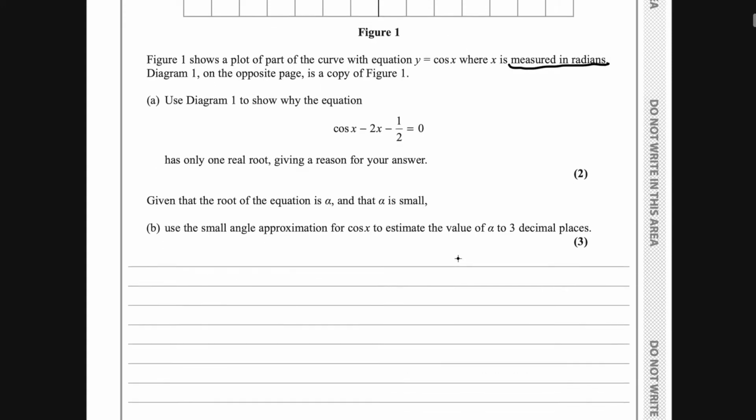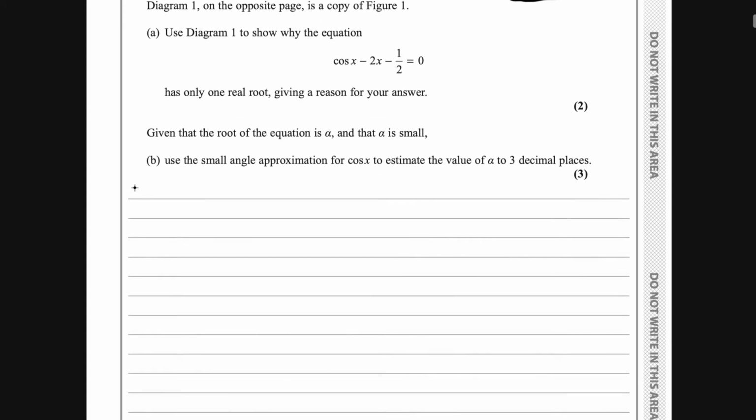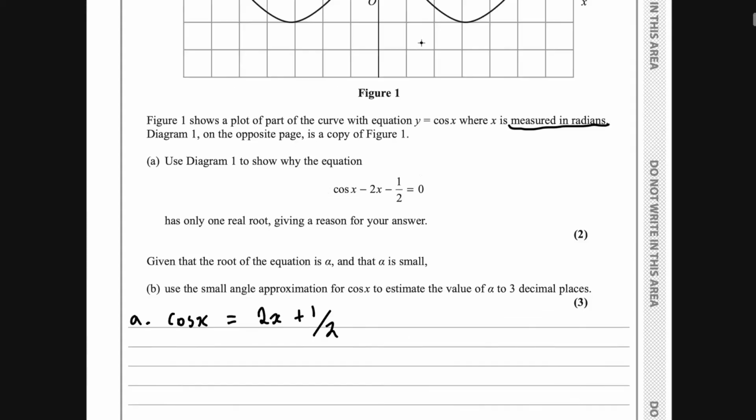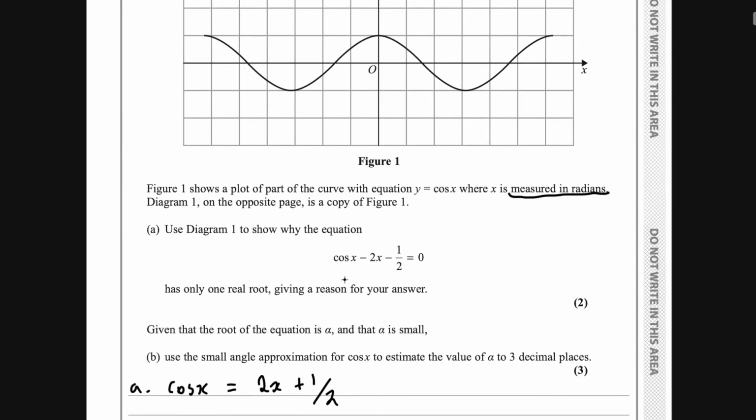So our first step should be to do something with this equation. We're going to be rearranging this so we have almost a simultaneous equation taking place. So we've got cos x, and I'm going to take this to the other side, equals 2x plus a half. In terms of this equation only having one real root, that will be the case if these two curves have only one intersection. So let's take ourselves back to our diagram and look at ways in which we can apply this.